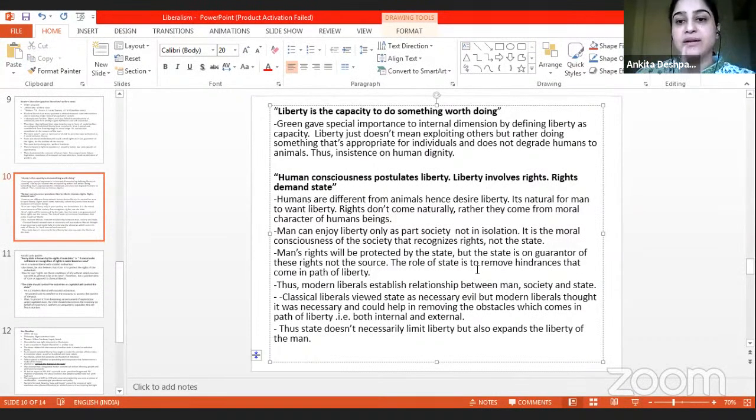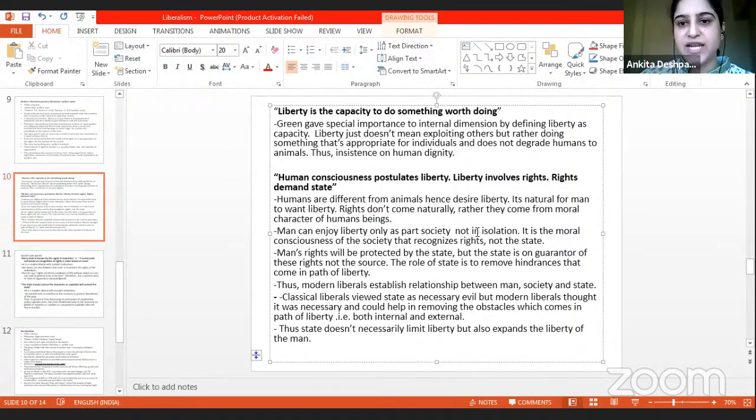So I'll repeat again. Rights are nothing but the moral consciousness of the people living in a society. That's the reason why rights can only be recognized by society. So T.H. Green considers society more important than the state. Society is the one from which moral consciousness emanates, and from that social consciousness come your rights. Society recognizes the rights, not the state. State is only created for guaranteeing those rights. I told you, what is guarantee? Punishment. If I violate those rights, I will be punished.